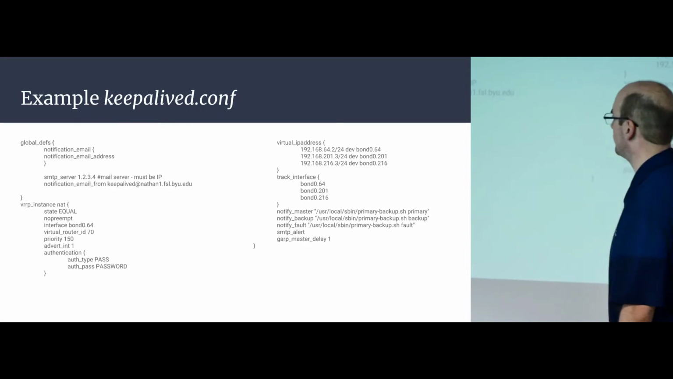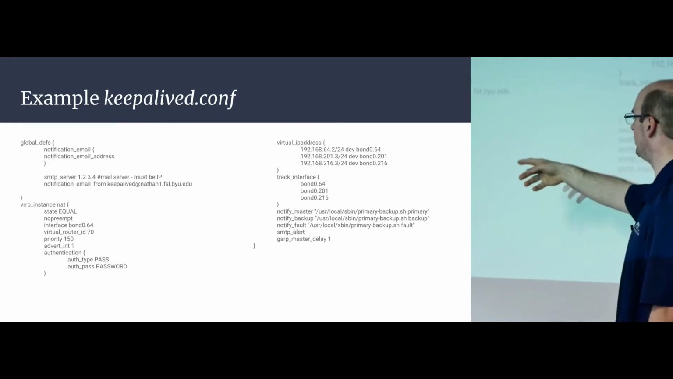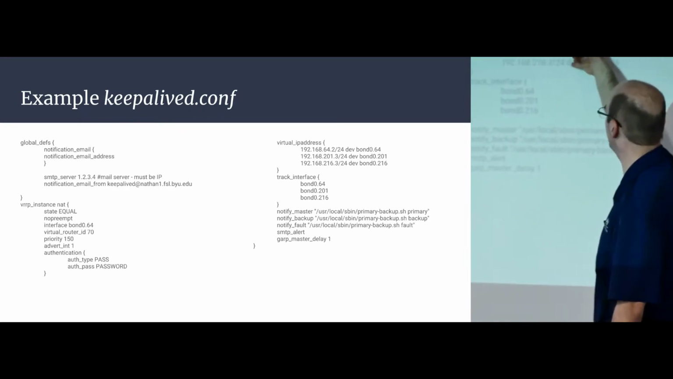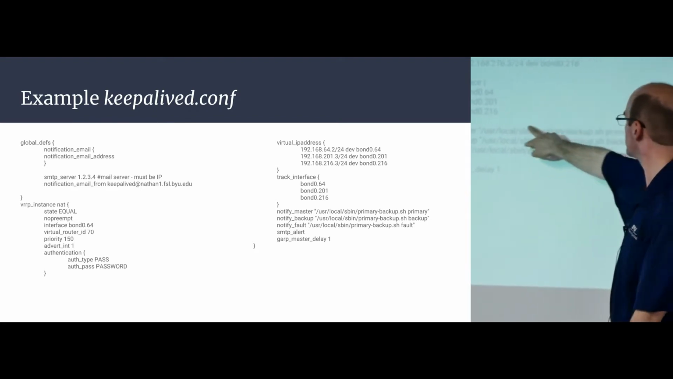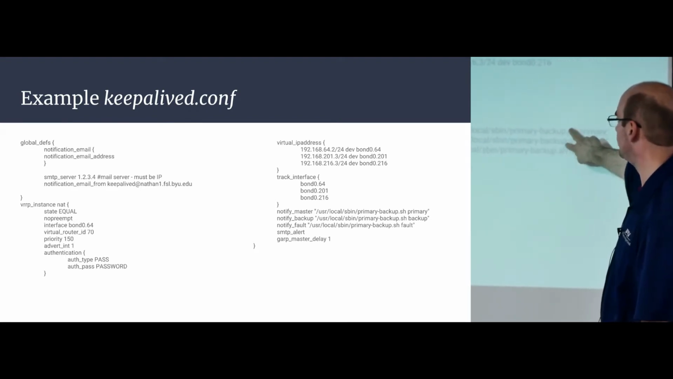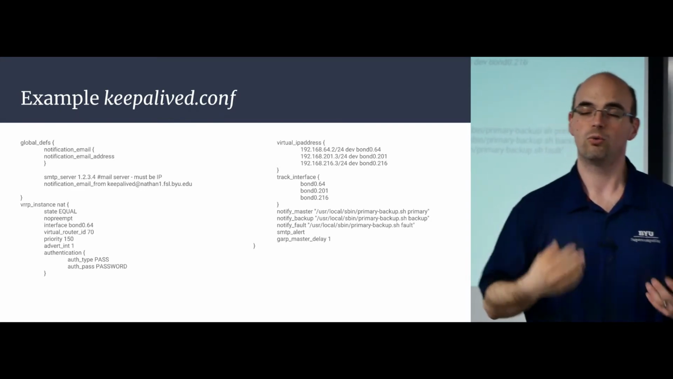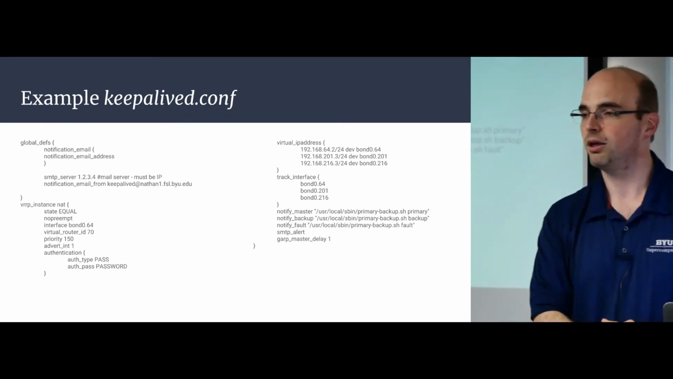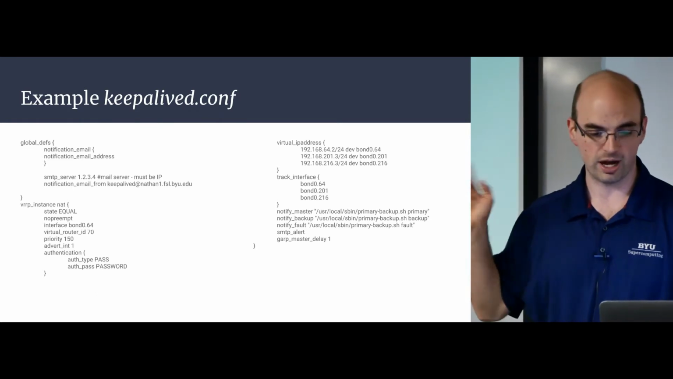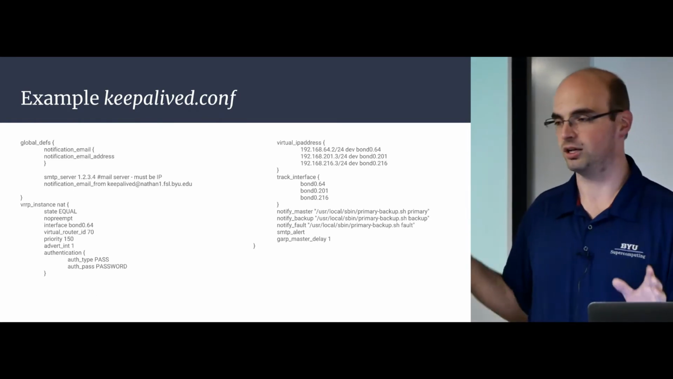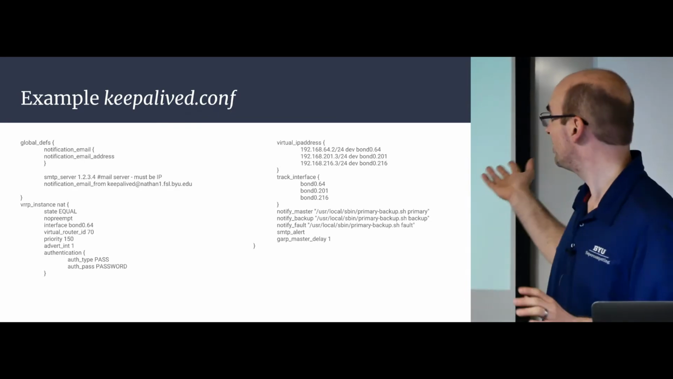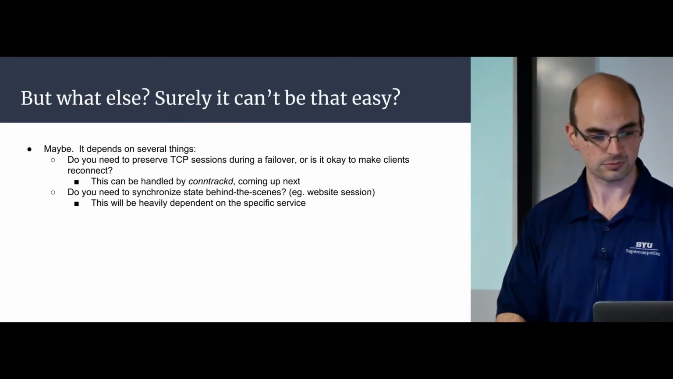Here's a VRRP instance. Where it goes, what's involved in the instance, the IP addresses and what devices they're on, what devices to monitor. And here are some notify backup, master, and fault hooks. Those are essentially where we run specific scripts in relation to those events. We'll get into why we use those specifically in a few minutes. You don't have to worry too much about this, but just understand that it's a relatively simple configuration file.